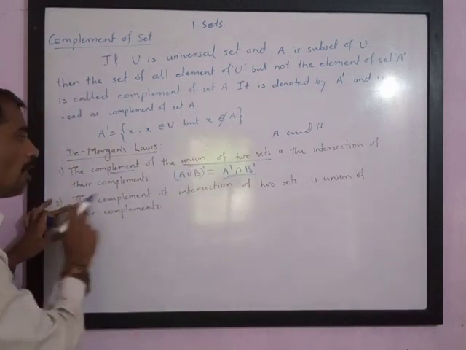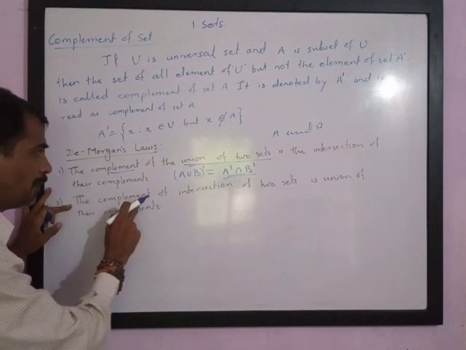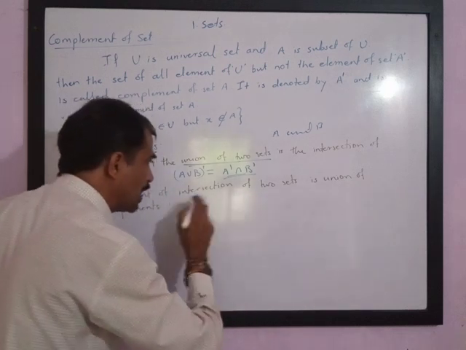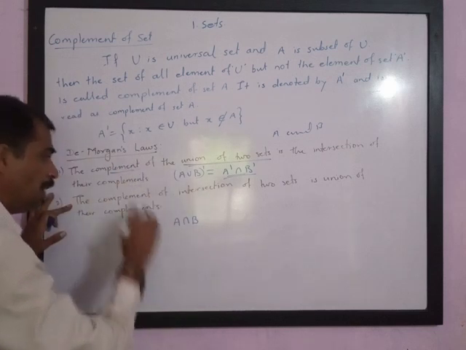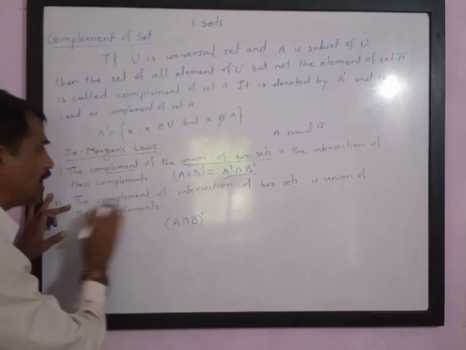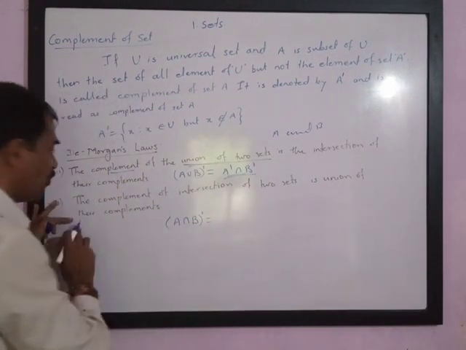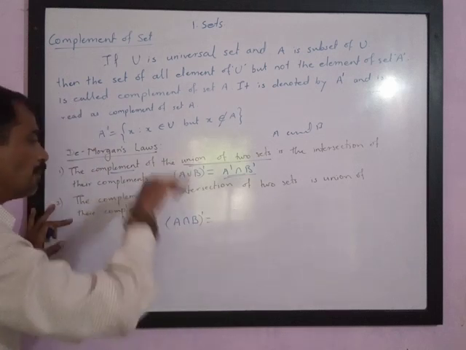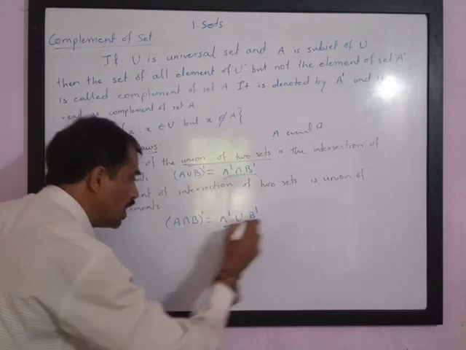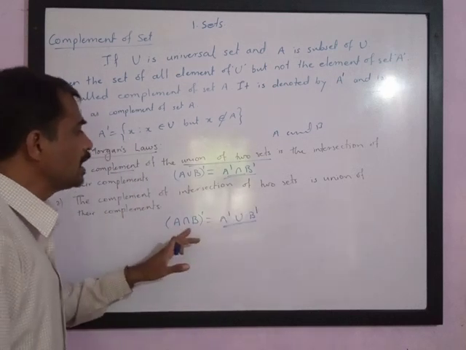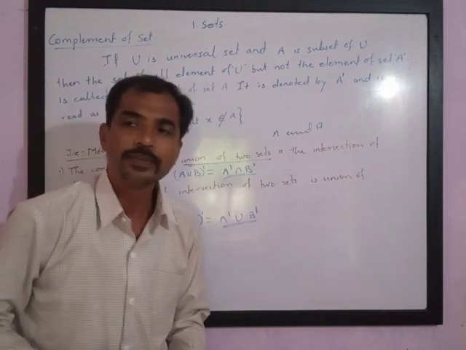The second law is about the complement of the intersection of two sets. Try to understand the complement of intersection. First let us write the intersection of two sets. This is the intersection of two sets. Now its complement. The complement of the intersection of two sets is equal to the union of their complements. So these are their complements, and their union. It means A intersection B's complement is equal to A complement union B complement.